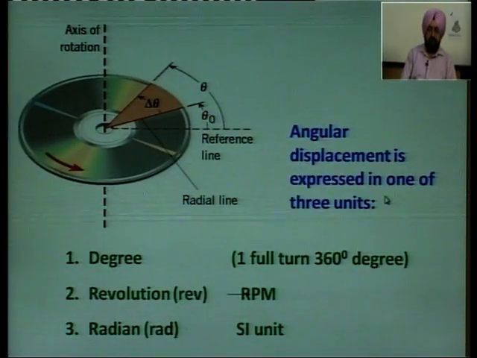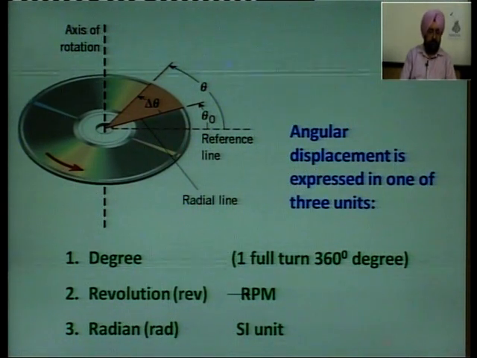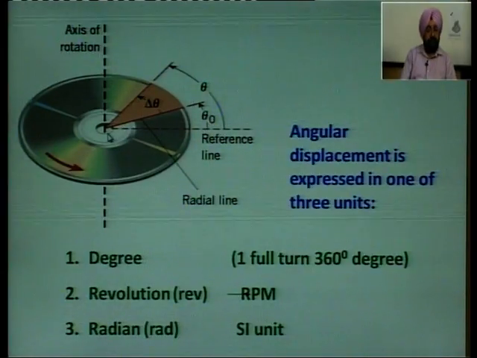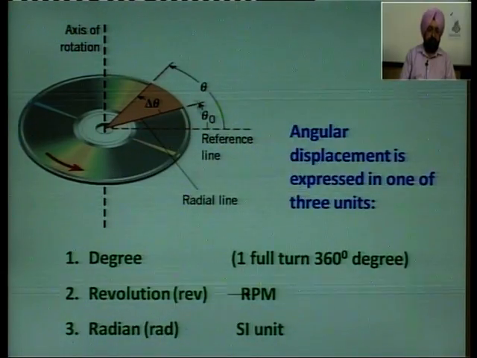So, angular displacement you can express it in any one of the three units. One is degree. If you go through one full rotation, how many degrees will you cover? 360 degrees. So, one full turn means 360 degrees. You can also denote it in terms of RPM. RPM stands for revolutions per minute. Or you can go in for the SI unit for this angular displacement, which is called radian.